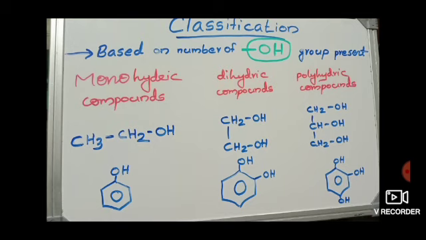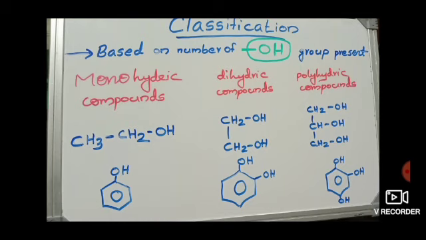in the alcohol. Example, CH3CH2OH. It is having only one OH group, so it is an example for monohydric compound. Phenol is also an example for monohydric compound because it is having only one OH group present. CH2OH, CH2OH: that compound contains two OH groups. When we are adding one more OH group at ortho position of phenol, it is also a dihydric compound.